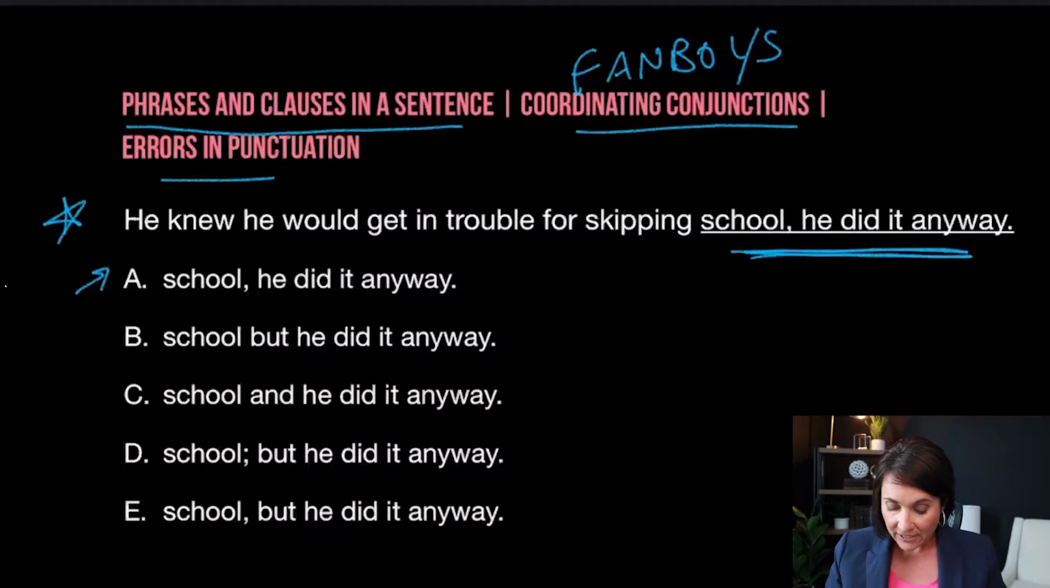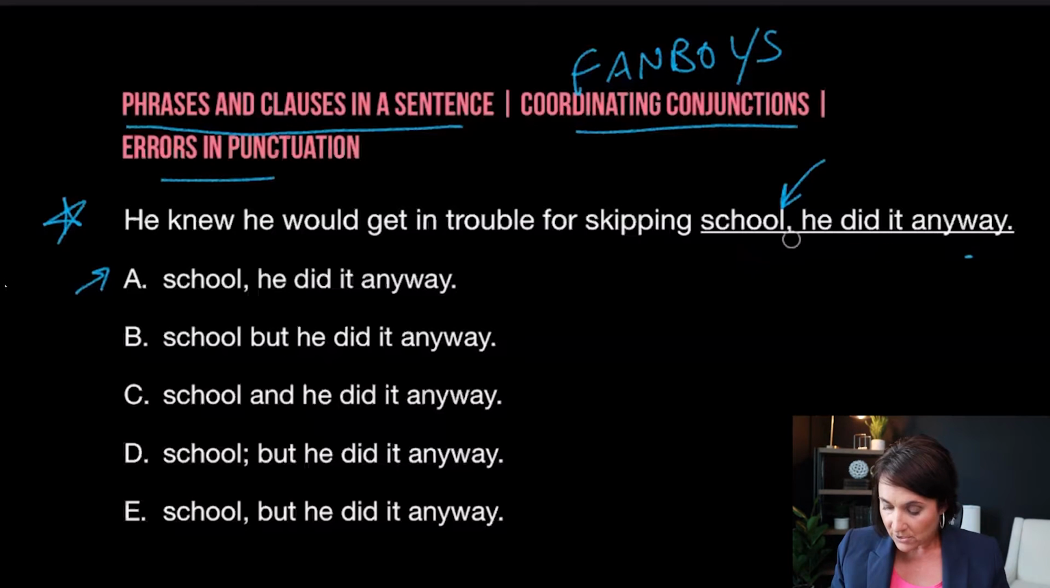We know that A is going to be no change, so I don't have to read A. I know A is going to be just a replica of whatever is on the sentence. So we have, "He knew he would get in trouble for skipping school, he did it anyway." And I have a comma right here. All right, so what we want to do is see if this is correct.